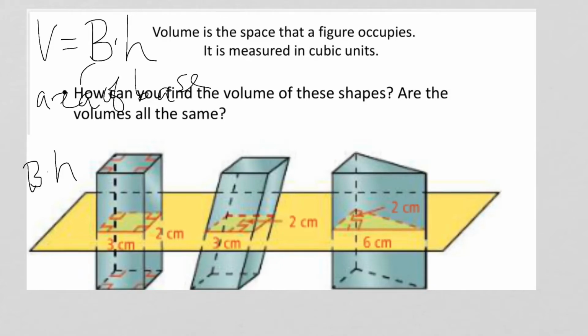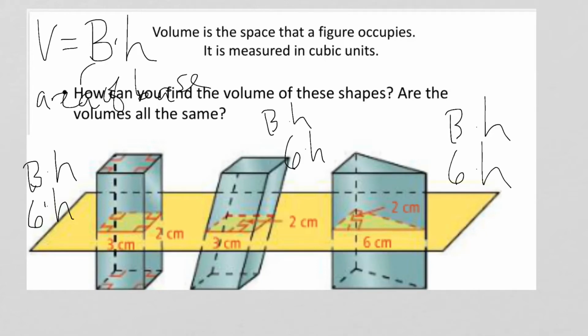So if I find the area of the base for the first one, it'll be 3 times 2, which is 6, times the height to give me the volume. The middle one here, the area of the base also is 3 times 2, which is 6, times the height. And the last one there, the area of that base is a triangle, so 6 times 2 is 12, divided in half is also 6, times the height. Do you think the height is the same for all three of these objects?